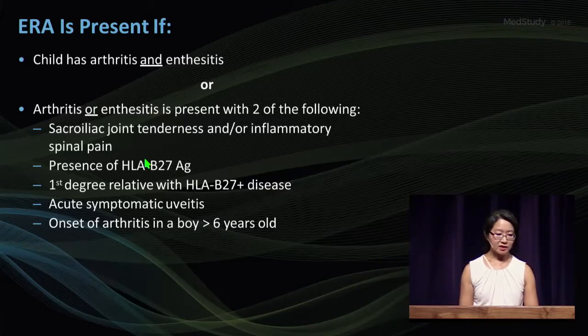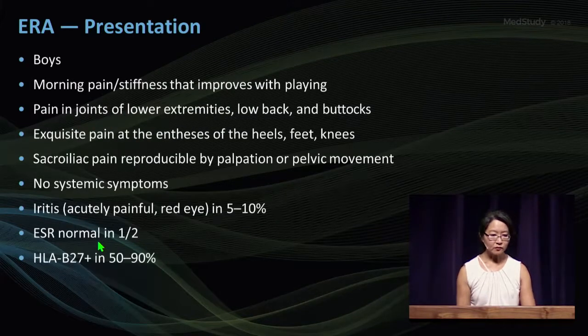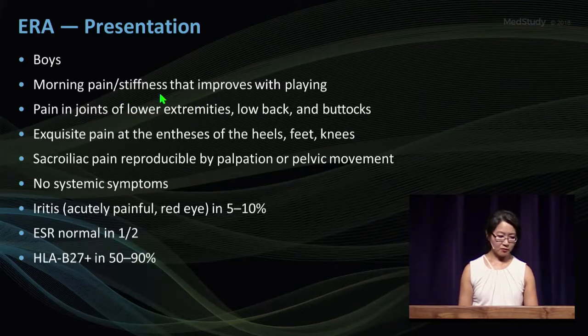The presence of HLA-B27, first-degree relative with HLA-B27 disease, acute symptomatic uveitis. Remember, this uveitis is painful, just like psoriatic arthritis. And the onset of arthritis in a boy greater than 6 years old. So arthritis or enthesitis plus two of the following. So this is just an emphasis of what I've already just gone over.